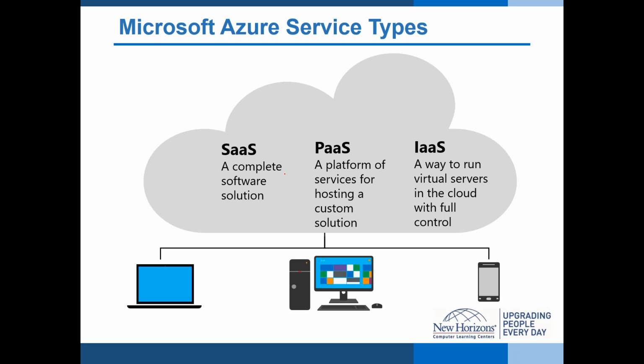IaaS, infrastructure as a service, is a way to let you have more control over the environment. It's really the infrastructure: the networking, the servers. You can provide a virtual server and you have total control over it. It would just be like you take your physical server that you can touch or kick, as the case may be, and you move it to the cloud and you no longer see it, but you are interacting with it.